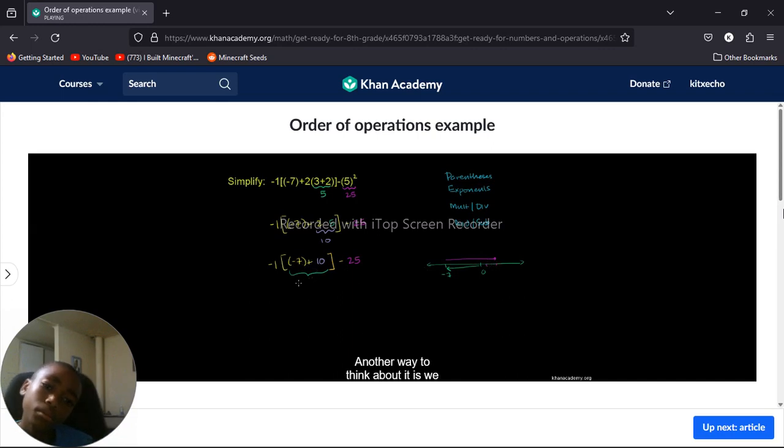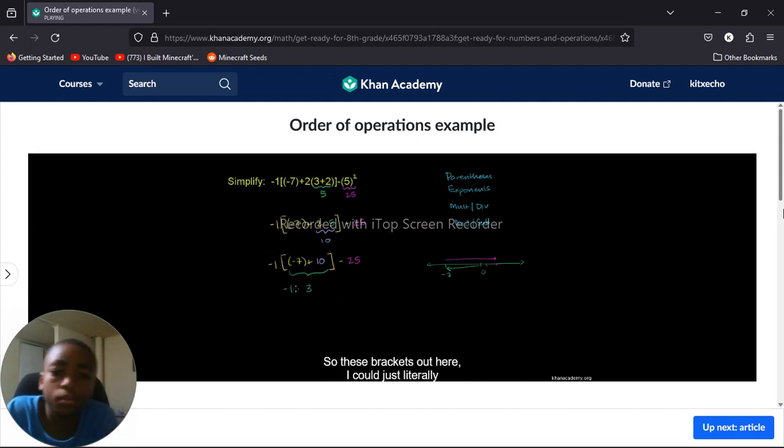Another way to think about it is we are adding integers of different signs. We can view this sum as the difference of the integers, and since the larger integer is positive, our answer will be positive. So you could literally just view this as 10 minus 7. 10 minus 7 is 3. So this becomes a 3. And so our entire expression becomes negative 1 times, and just to be clear, brackets and parentheses are really the same thing. Sometimes people will write brackets around a lot of parentheses just to make it a little bit easier to read, but they're really just the same thing as parentheses.